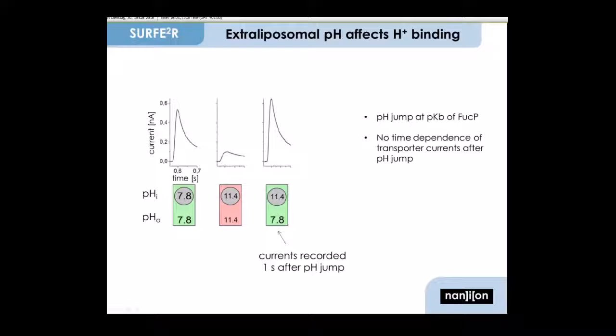1 second after switching from alkaline to neutral pH, the transport activity has fully recovered. As a short reminder, in the acidic pH range, this took over 20 minutes due to the intraliposomal pH change. The same is true for the opposite experiment. 1 second after switching from neutral to alkaline pH, the signal has fully decreased. Therefore, indeed, only the extraliposomal pH is relevant for the alkaline downregulation, and proton binding becomes rate limiting under these conditions.